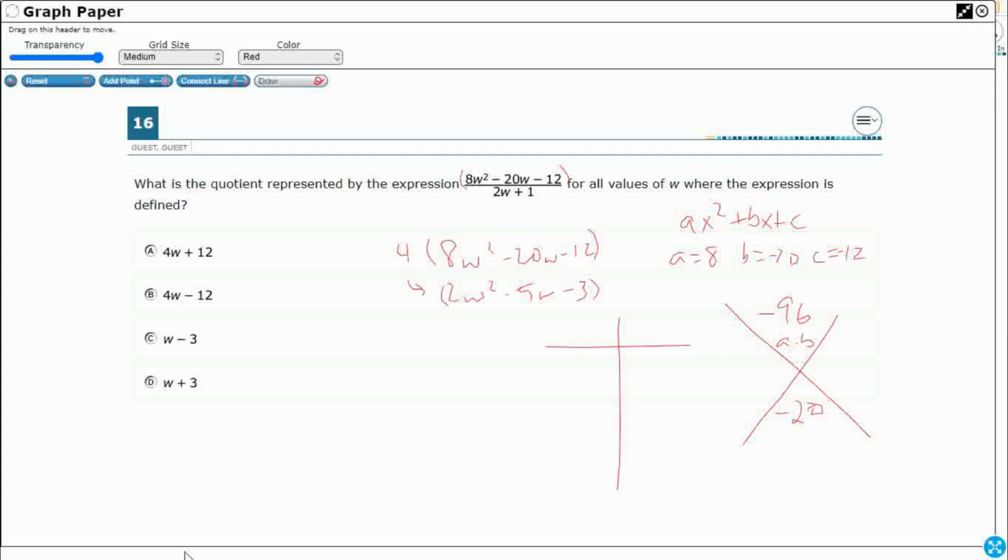Okay, so we're thinking, how do we get to 96? 1 and 96, 2 and 48. Let's see, 3 goes in there 32 times, getting a little bit closer. 4 goes in there 24. There you go. That's what I need, that's 20 apart. So I'm going to need to make that a negative 24 and a positive 4.